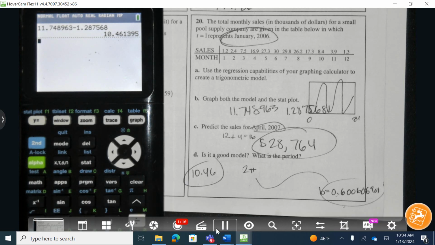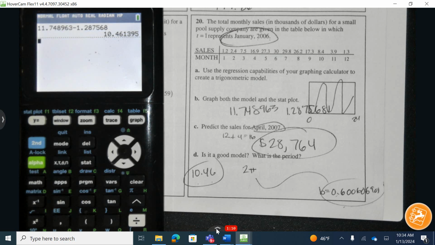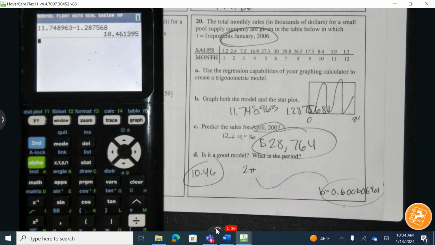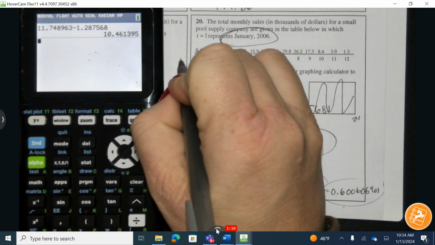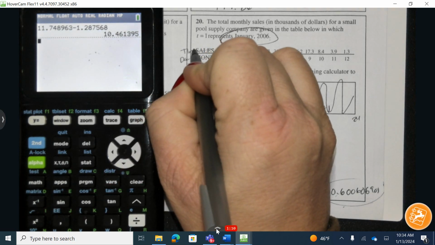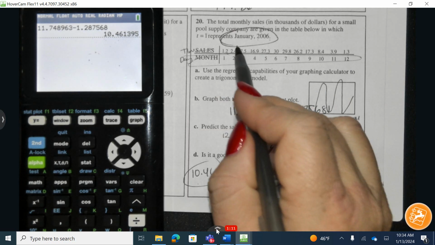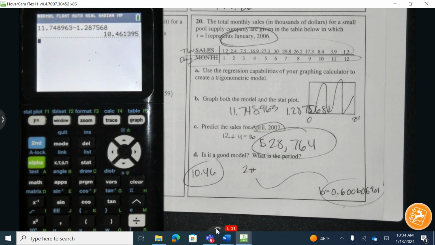Helpful hint for this problem: when you take your exam next week, it will not be sales in months. It will be days and time. Days will be your X value, and the output of time will be your Y. Days and time.